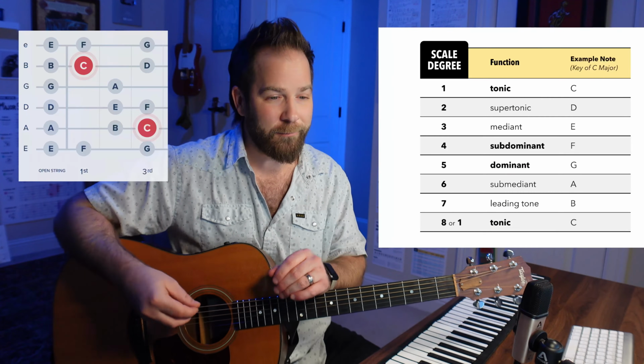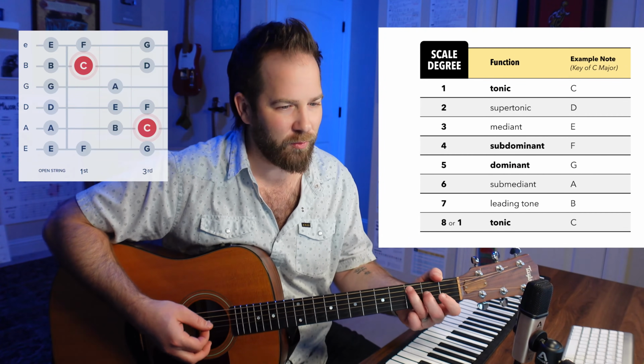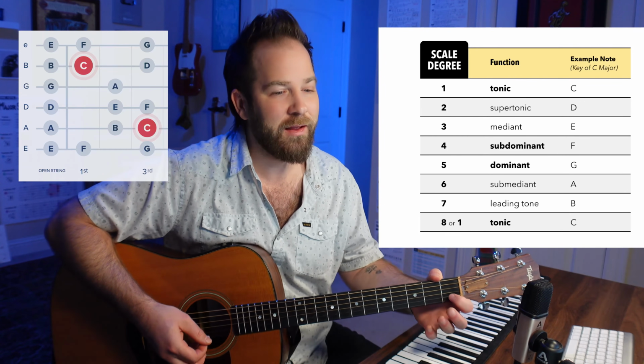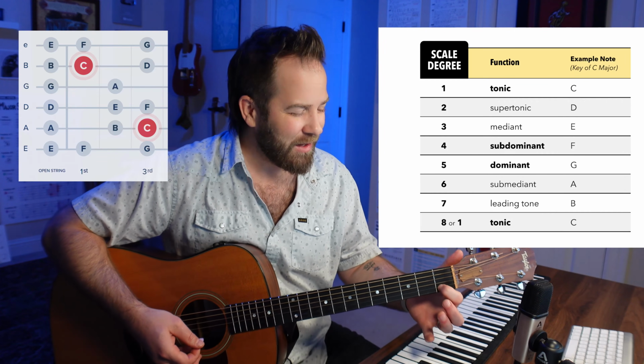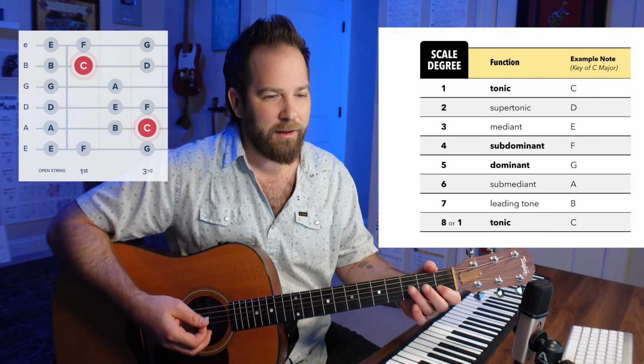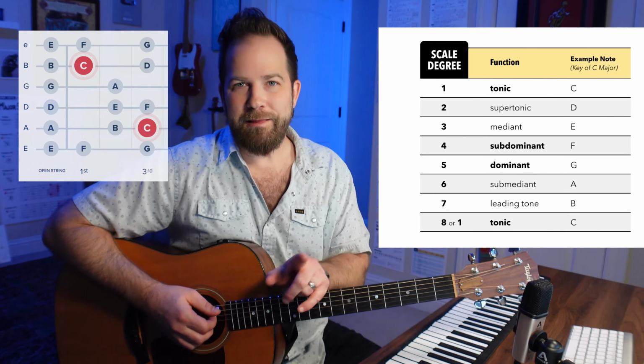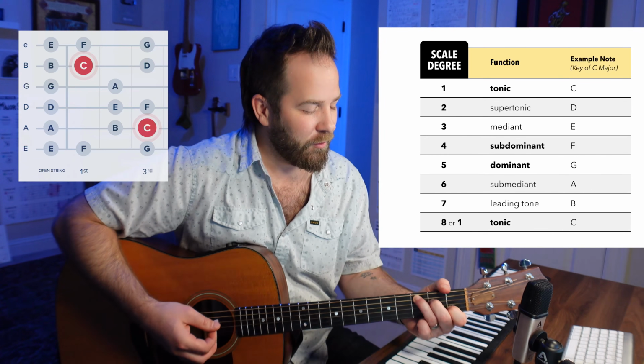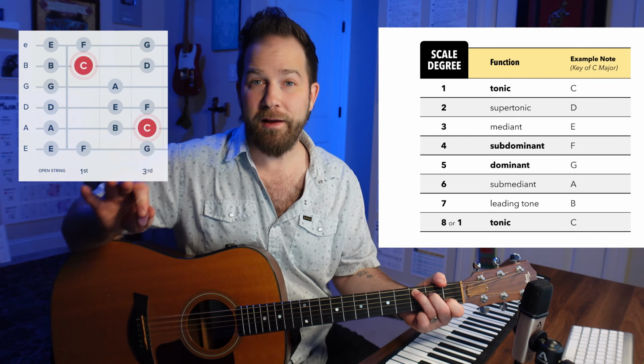So you see this table here. On the far left, you see the numbers 1, 2, 3, 4, 5, 6, 7, and then back to 1. You could sometimes say this is 8, right? 7 to 8, but really it's just the 1 repeating. Now, the names that are worth knowing, I think, are the ones that are bolded here. The 1 is referred to as our tonic, right?